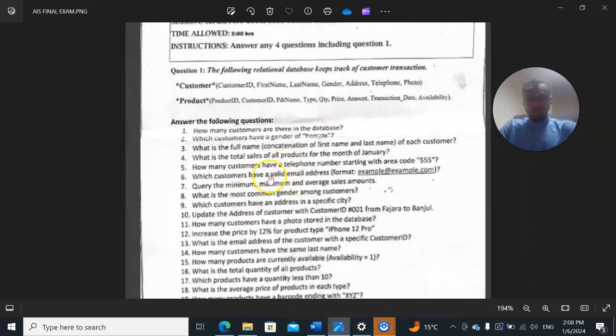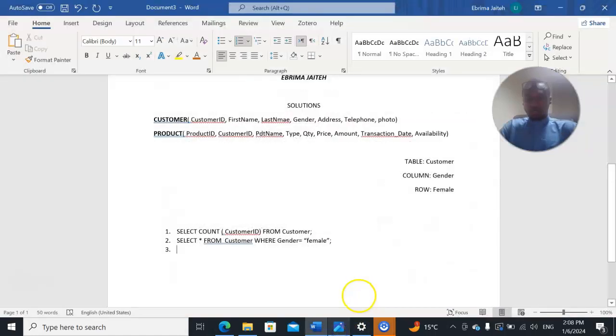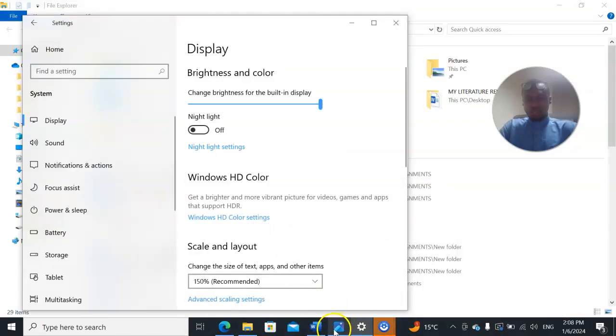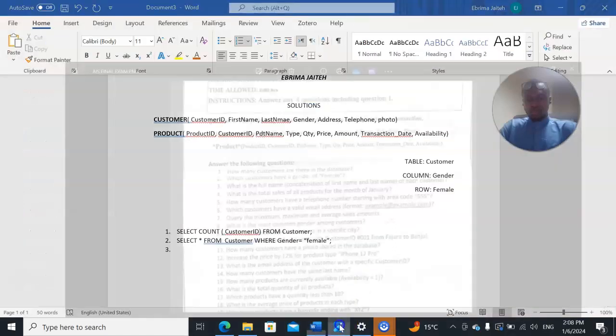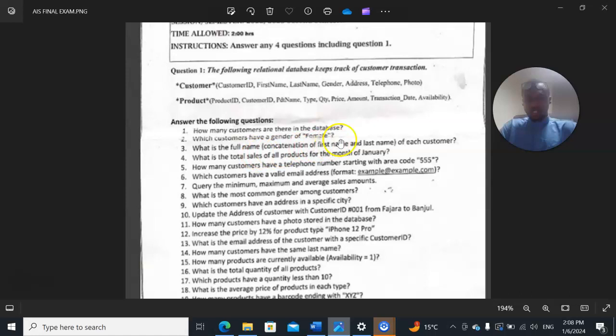So before I go to the other page, let's try to identify how many tables we have in this question. What is the full name? Of what? The full name here is talking about the first name and the last name, isn't it? Of each customer. So since we are talking about customer table here, we only have one table called customer. Let's identify which column we need. So the column that we need here is first name and the last name, because it's the full name.